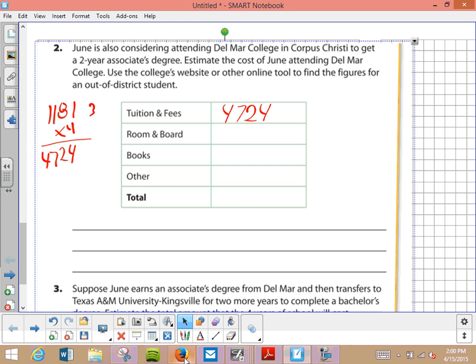If you live in that area, then you probably just live at home and you don't have to pay room and board. Room and board is literally living on the campus and then the eating. And the books are really expensive, but generally, if you're at a community college, they're not that bad. Others would be like transportation, parking, all that stuff. This one doesn't have the information that I wanted. I figured it would have that information, but it doesn't. I just wanted to give you an idea of what you need to look for when you consider going to college, which all of you are, right?